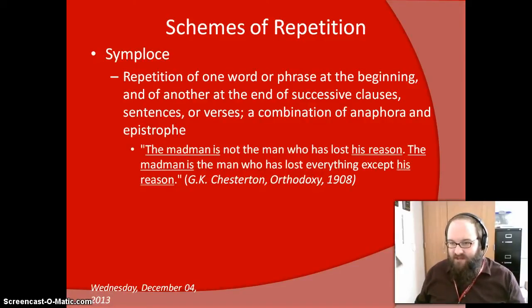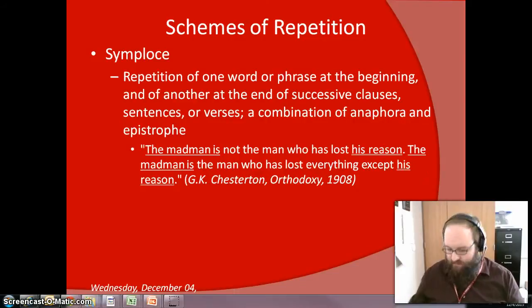Like here from G.K. Chesterton's Orthodoxy: The madman is not the man who has lost his reason. The madman is the man who has lost everything except his reason. So it's a combination of repetition of the same words and phrases at the beginning of successive sentences here, and at the end. The madman is, his reason.